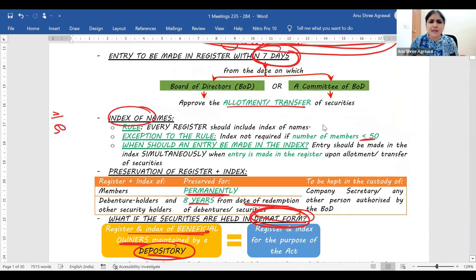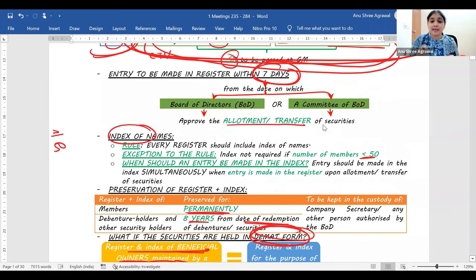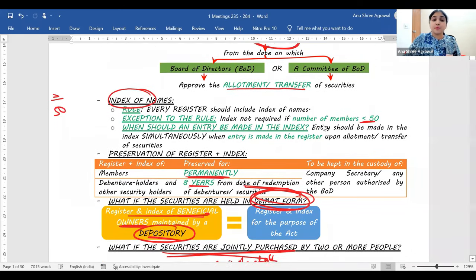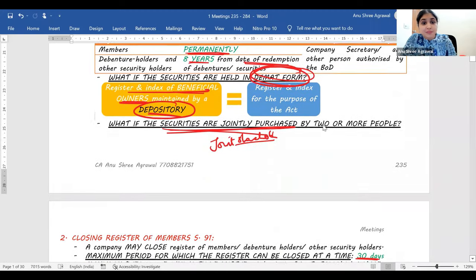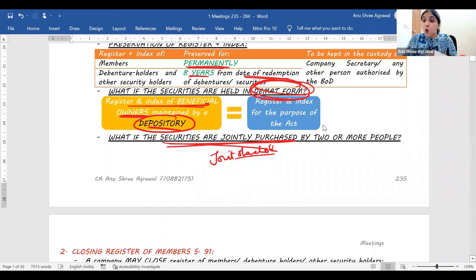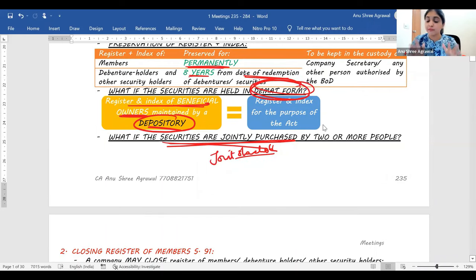Then we learnt, when will I make an entry in the register? I will make an entry in the register within 7 days from the date on which the board approves my allotment. Then we learnt that we are supposed to maintain an index. Tell me out of memory, when do you need index? You need index only when you have 50 or more than 50. Do not make a mistake. Do not say more than 50. Okay, 50 or more than 50, at least 50 members.